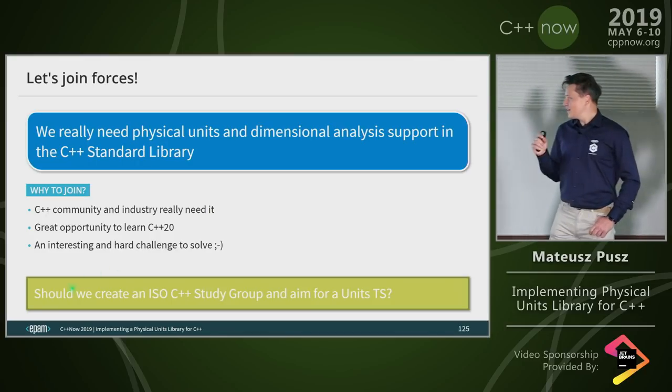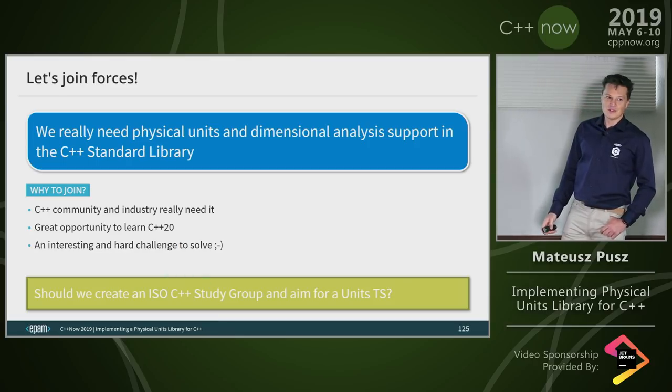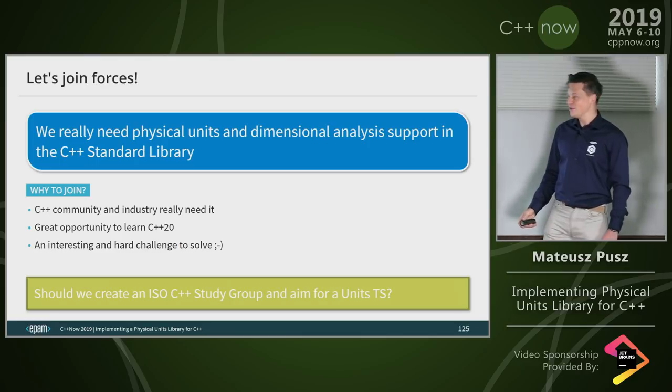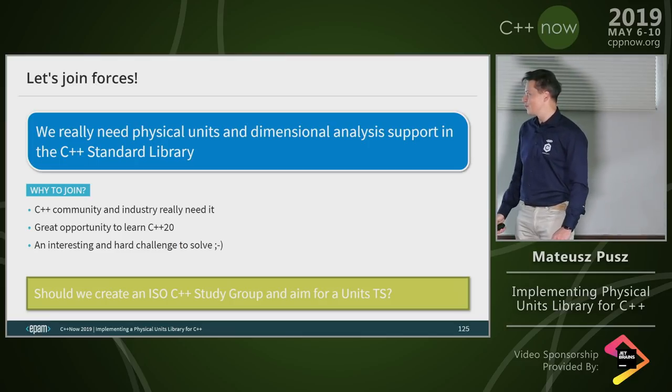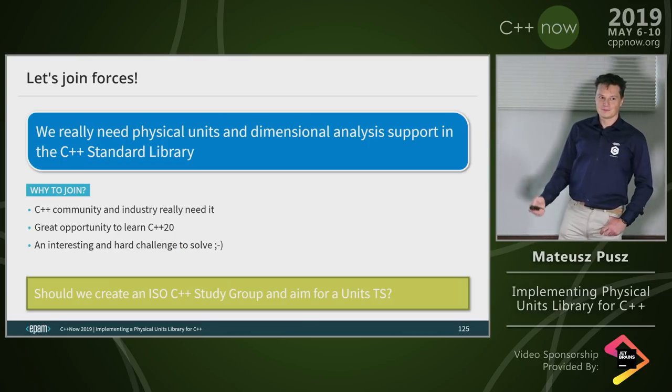The question is, should we create an ISO C++ study group for this and aim for a units TS? Or is it too small for a TS? It's also one of the questions we should answer, and maybe if we decide, we should provide the paper for Cologne to create a study group for it.